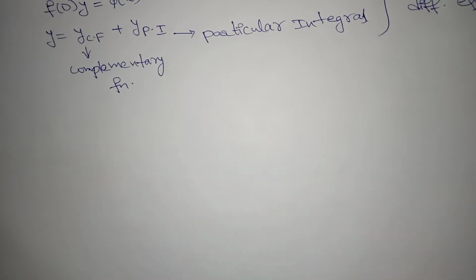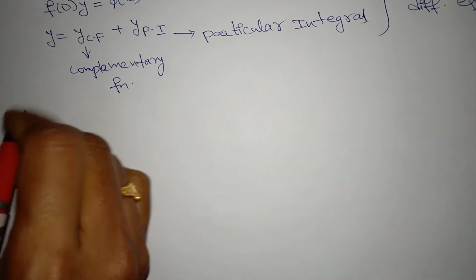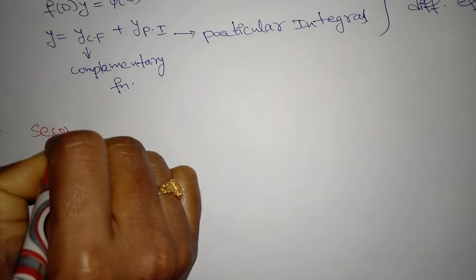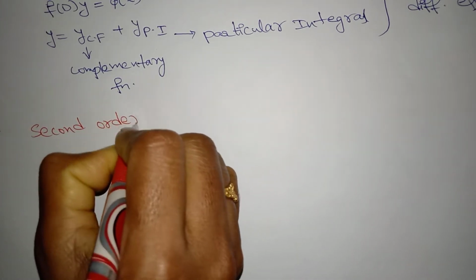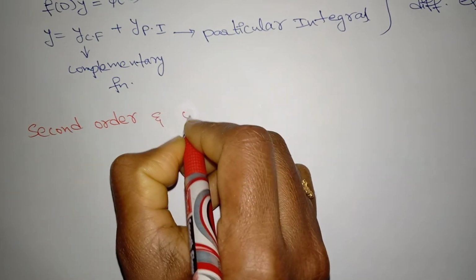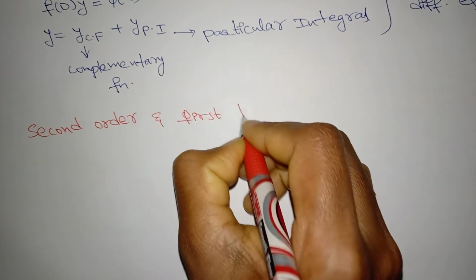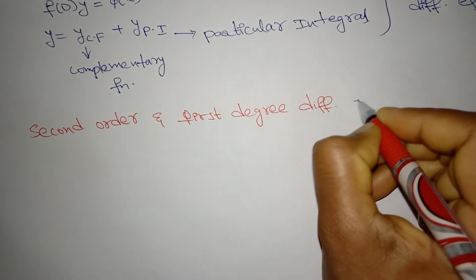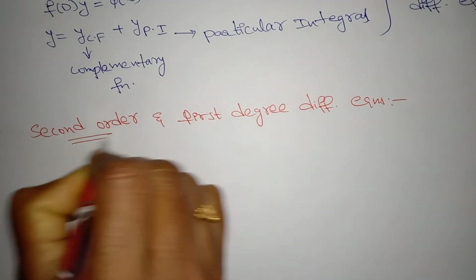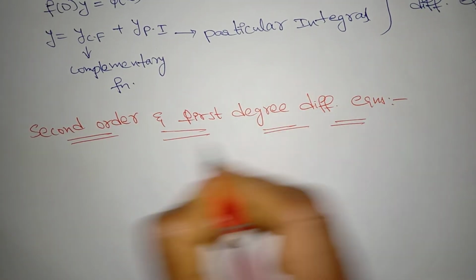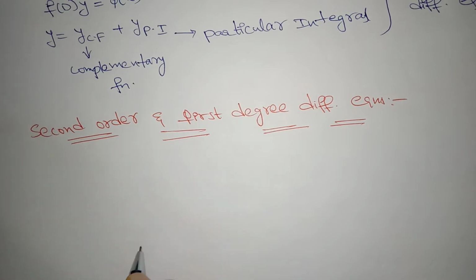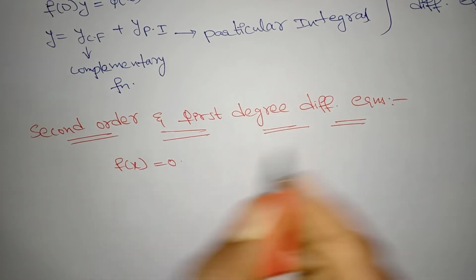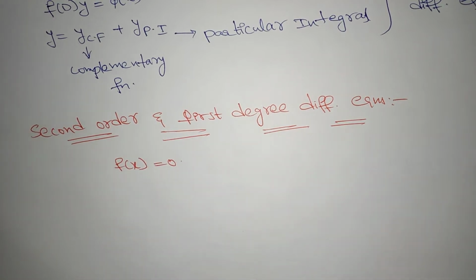Now we will solve problems for second order and first degree differential equations. If the right hand side of a differential equation of second order and first degree is equal to 0, then that differential equation is said to be a homogeneous differential equation.